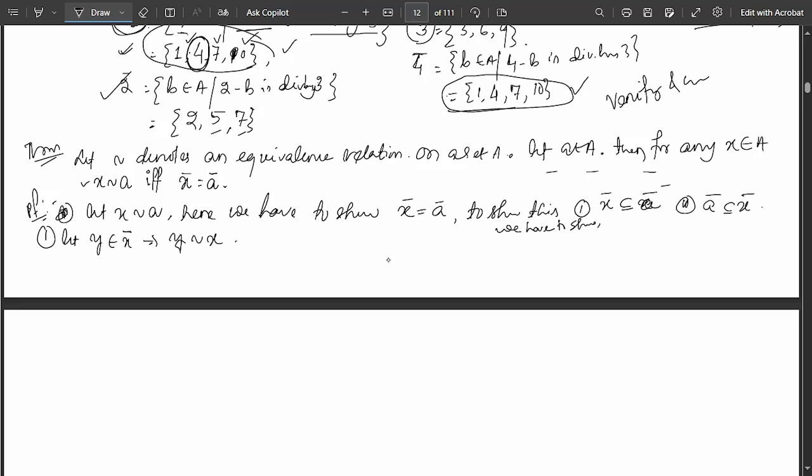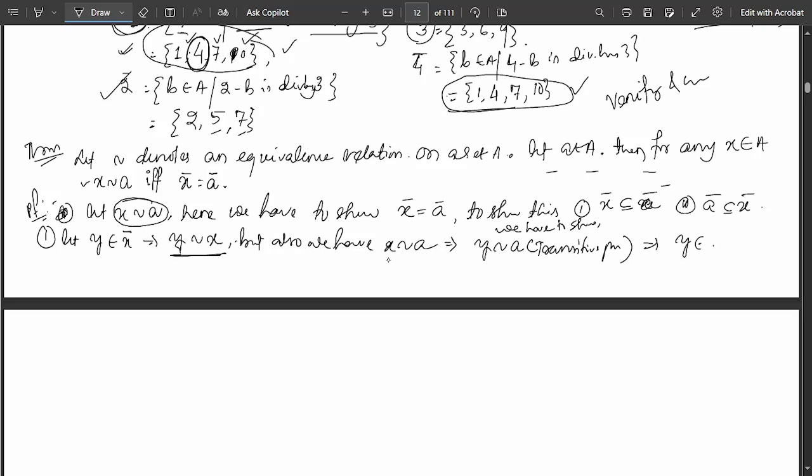But also we have that x is equivalent with A. So since this is an equivalence relation, using the transitive property, y is related to x and x is related to A, that implies y is related to A. Since y is related to A, by the transitive property, that implies y belongs to the equivalence class of A.